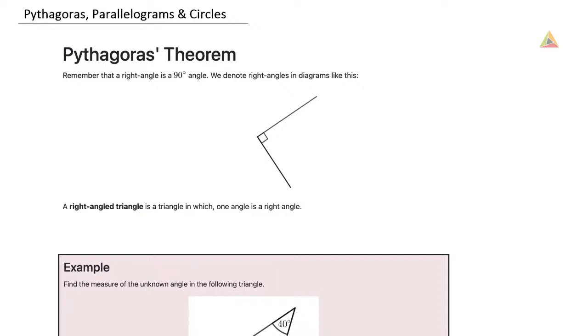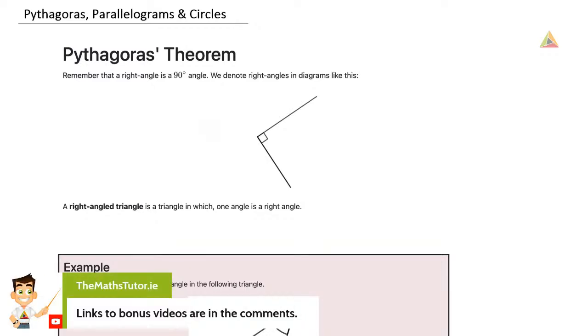So this week we're going to be focusing on Pythagoras' theorem and different questions associated with that, parallelograms and also circles. So as usual we're going to be going through some theory and then we'll go to some exam questions and their solutions. Okay, so the first thing that you see on the screen there is Pythagoras' theorem.